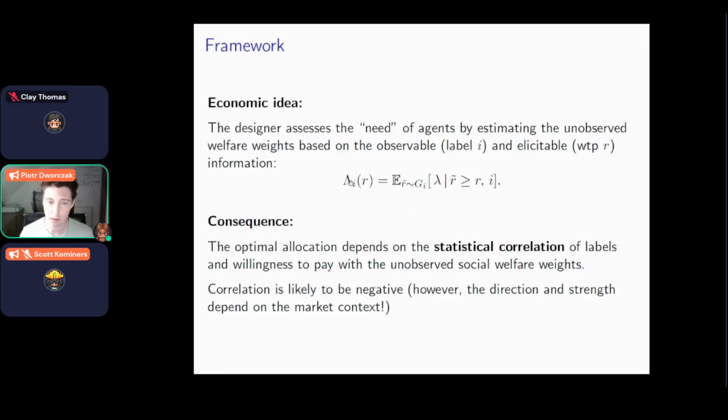We probably expect this lambda function to be strongly decreasing in willingness to pay if we're talking about a good like a life-saving treatment. But we don't expect a very strong correlation between willingness to pay and the welfare weights when this is a pretty affordable good, where willingness to pay is mostly driven by differences in taste, not by differences in ability to pay. But this object is going to fundamentally change how we think about choosing a market versus a non-market mechanism.